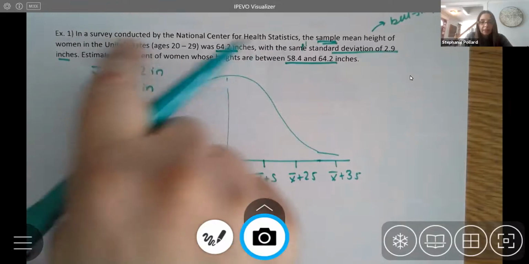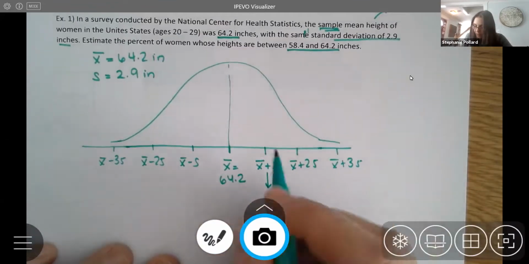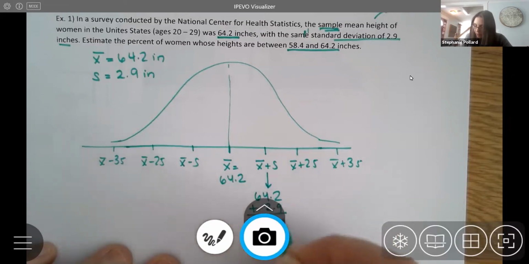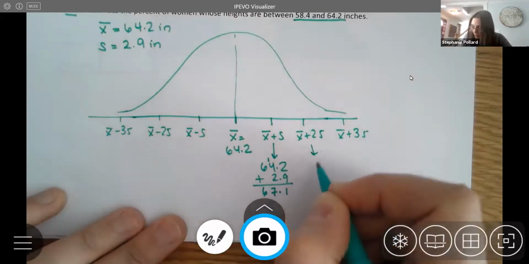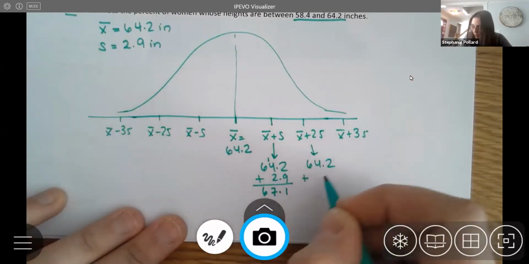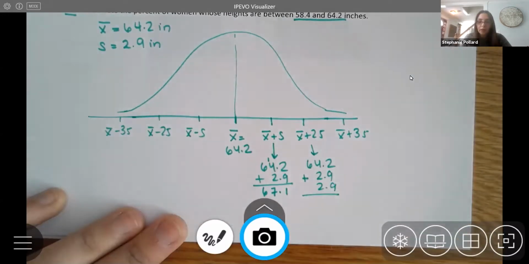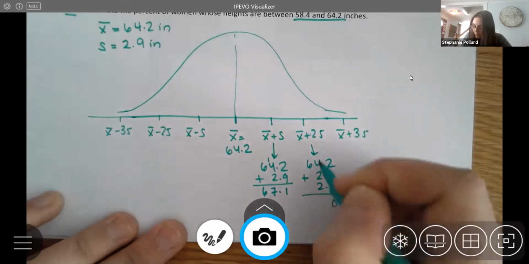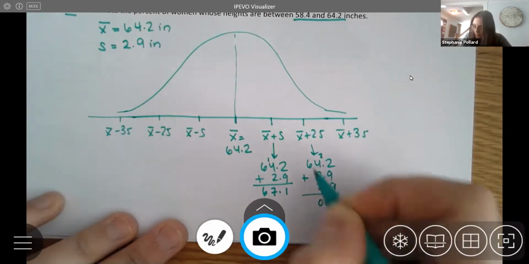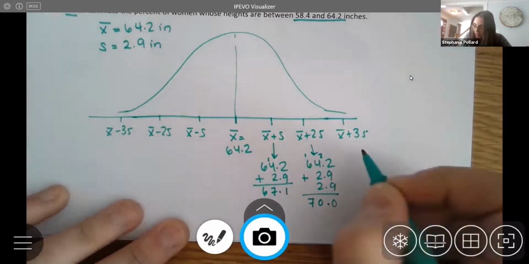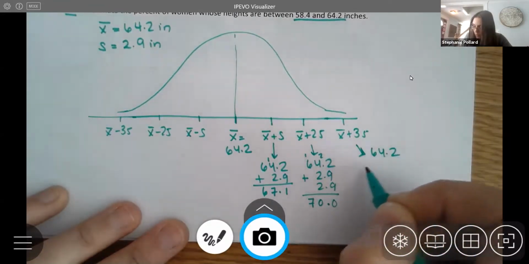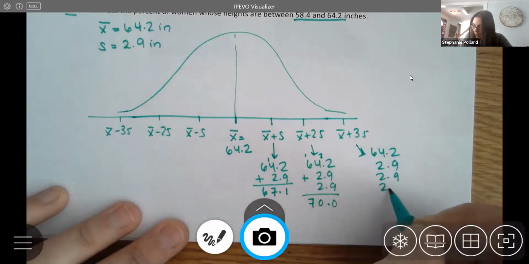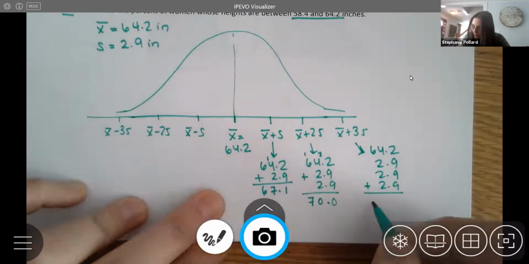And you're using your actual data. So this value right here is 64.2 plus 2.9, so 67.1. This value here is 64.2 plus, now I need 2 of those, so 2.9 plus 2.9, or you can multiply it by 2, and I get 70 inches. And then I do the same thing for the next one, adding in the standard deviation 3 times. So 64.2, and again, you can do it one at a time if you want, or you can multiply this by 3, obviously. And we're going to get 72.9 here.